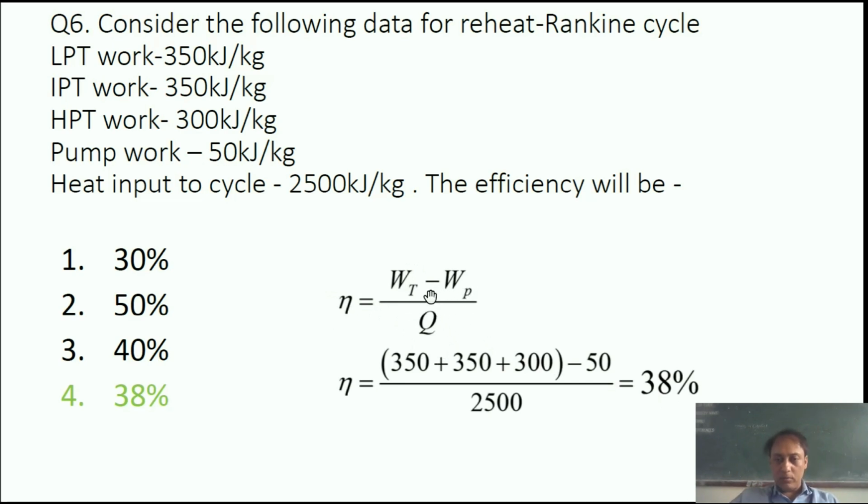heat input. So what is the total turbine work? That is 350 plus 350 plus 300. What is the pump work? It is 50 kilojoule per kg, upon 2500. So if we calculate, it will come out to be 0.38. So the answer is 38%.